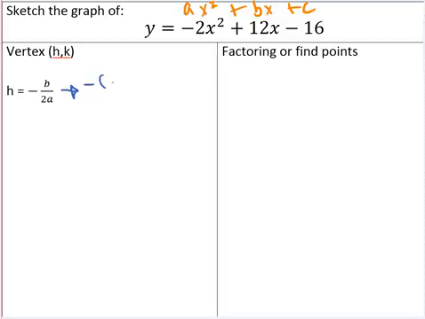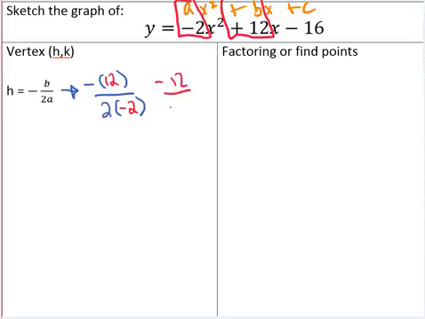So I have negative, we're going to plug something in there, over 2 times, and we're going to plug something in there. We notice up here that b is 12, so I'm going to plug 12 in right there. And we notice here that a is negative 2, so I'm going to plug negative 2 in there. So on top we're going to get negative 12. On bottom we're going to get negative 4. Negative over negative is a positive, so we get 3.